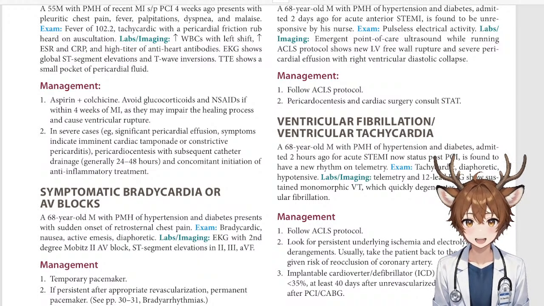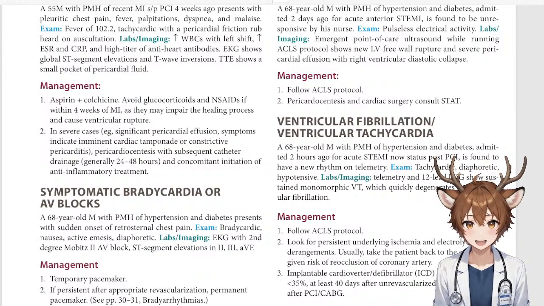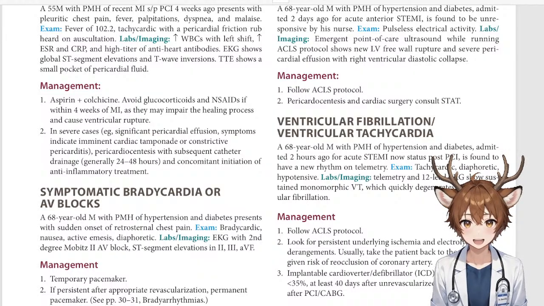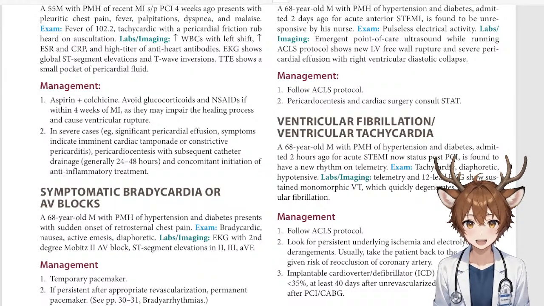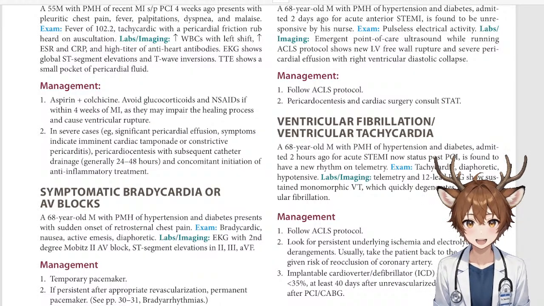Exam, tachycardic, diaphoretic, hypotensive. Labs/imaging, telemetry and 12-lead EKG shows sustained monomorphic ventricular tachycardia. Again, they don't explain what VT means. I know what it is because of the context, but still. Which quickly degenerates into ventricular fibrillation.